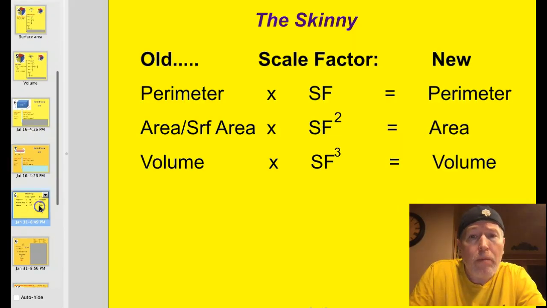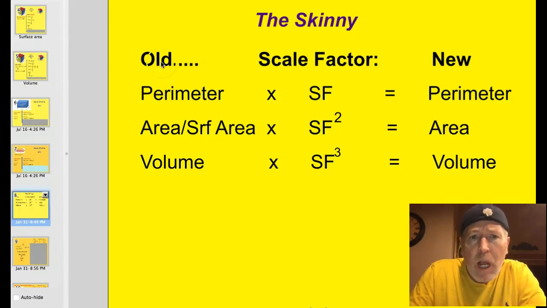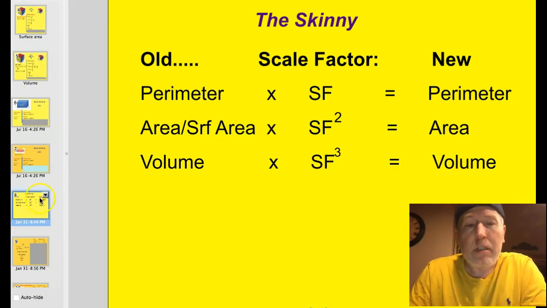Oh, let's try a couple more. Oh, wait, the skinny first. My daughter really liked this one. I said, when you think about using the scale factor, think about the old or the original versus the new. So for perimeter, you just take the perimeter times the scale factor, and you'll get the new perimeter. You take the old area or surface area times the scale factor squared, and you'll get the new area or surface area. You take the old volume times the scale factor cubed, and you'll get the new volume. See if that will help you.